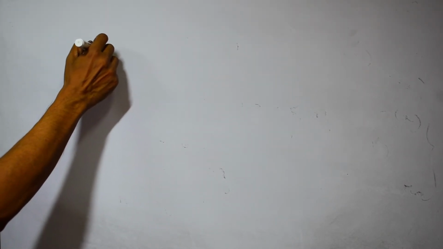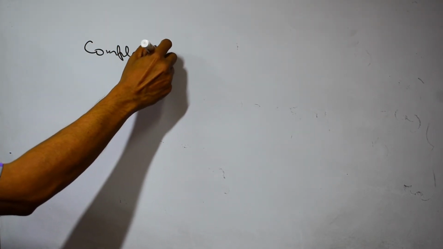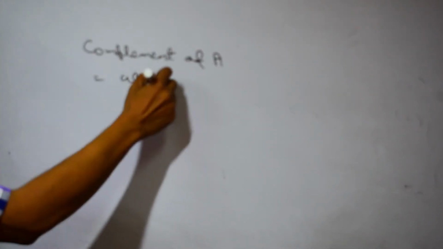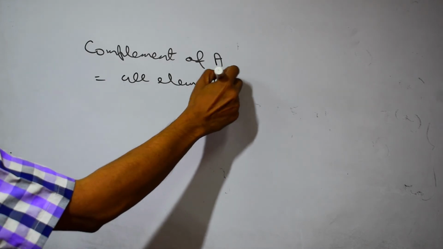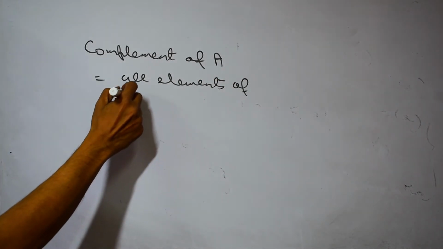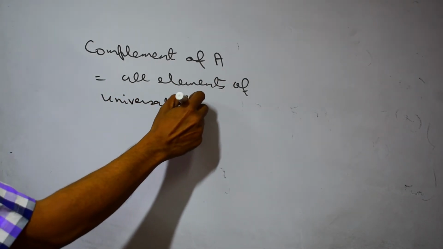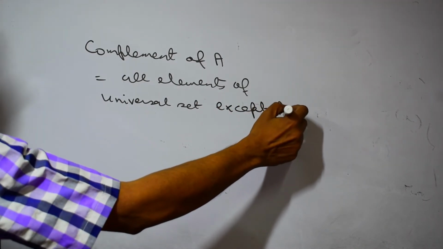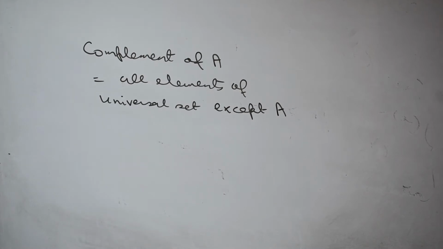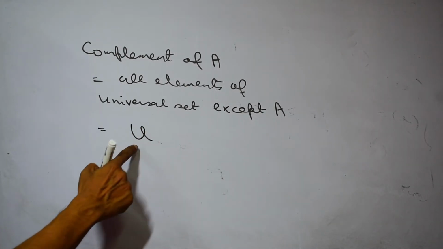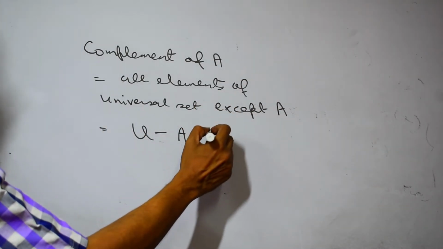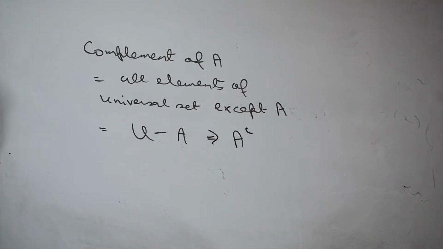Now complement. The next operation of sets is complement. Complement of A means all elements of the universal set except A. Those elements which are present in A should be excluded from the universe. Or we can say, if I denote the universal set by U, then U minus A is denoted by A complement, A to the power C or A to the power dash.